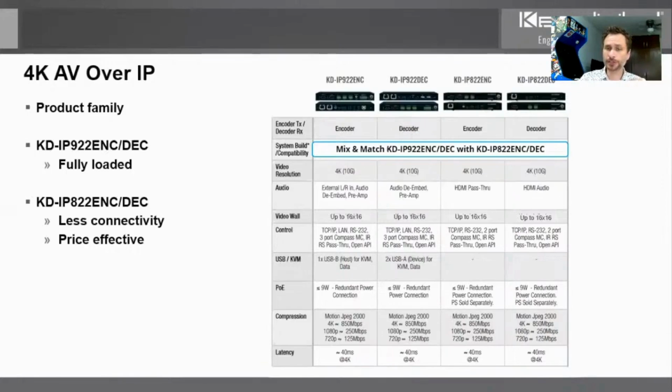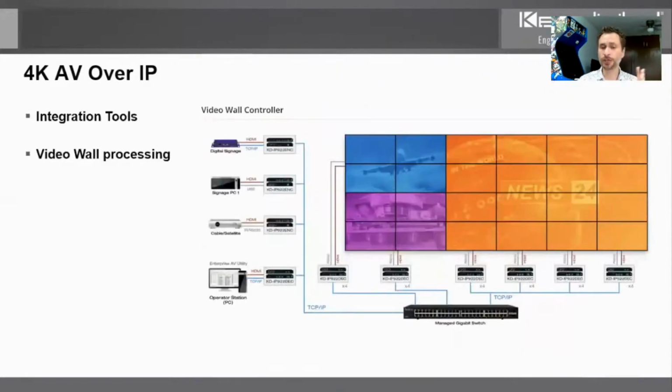Okay, so with the 822s and 922s, you can build a video wall up to 16 wide by 16 high. So we're talking huge video wall possibilities with these products, okay? Up to 16 wide by 16 high. You can also create main and sub video walls.